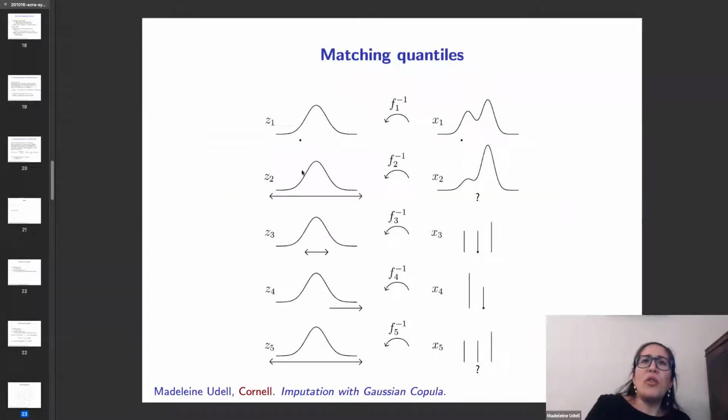Okay, and I already showed you over here what that looks like. If the observed x is at the 10th percentile of the distribution of x1, then the z1 should be at the 10th percentile of this standard normal distribution.